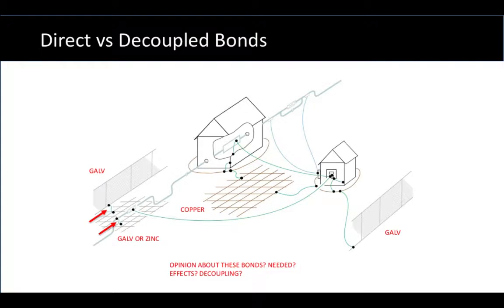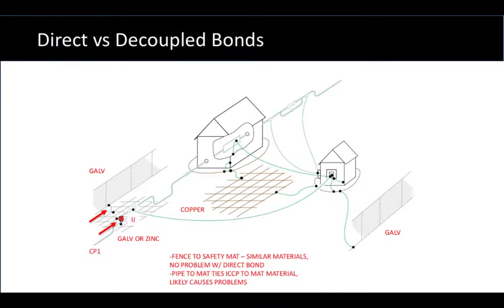Now let's look at a couple of bonds that might exist out near the fence and near the gradient control mat. Can we install hardwired bonds like we see here? What effect will that have on cathodic protection, if any, and do we need decouplers or solid bonds okay? Well, in this particular case, the fence, which is galvanized steel, can be bonded to a galvanized steel gradient control mat or a zinc grounding mat. That would be compatible with no decouplers needed.